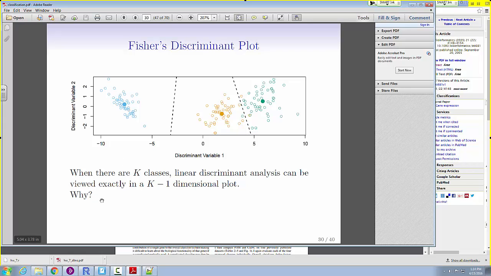So I'll just say, bear in mind that a discriminant plot can sometimes be informative.